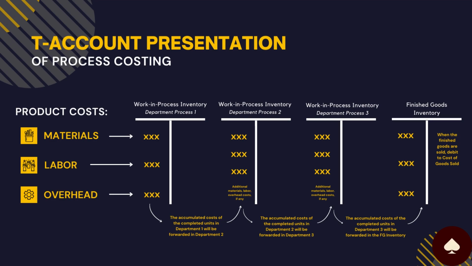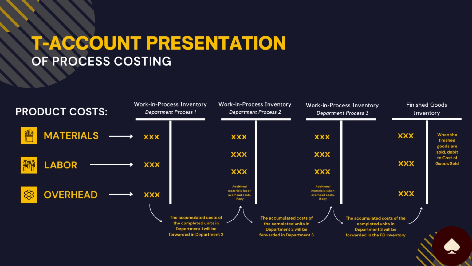When the process in Department 1 is done, the accumulated cost of the completed units in Department 1 will be transferred to Department 2. If there are additional costs, they will be classified into what type of product or inventoriable costs they are and are to be added to the product cost.